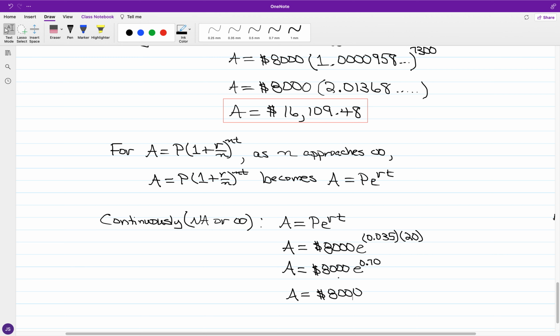And for E to the 0.7, this decimal is also above 2.013. And we have multiplying by $8,000. And for the theoretically maximum attainable future value, this is going to be right at $16,110 and about 2 cents.